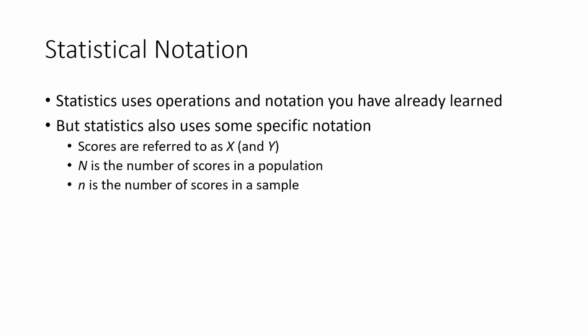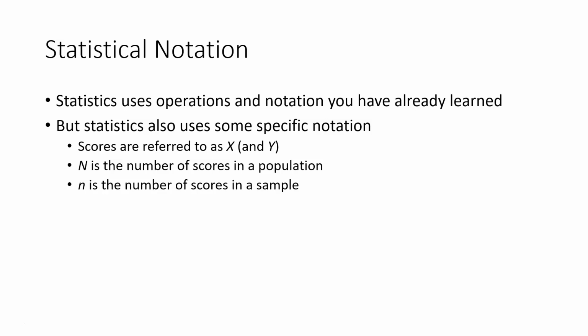I want to walk through some statistical notation next. Statistics uses operations and notation that you've already learned, but we also use a few more specific notations. Scores in statistics are referred to as X. It's Y, or sometimes other things too, but primarily we refer to scores as X. This is not a particular singular value like you might find in a high school algebra class, but this refers to all the values in a variable. I'll give you some examples of that later on.